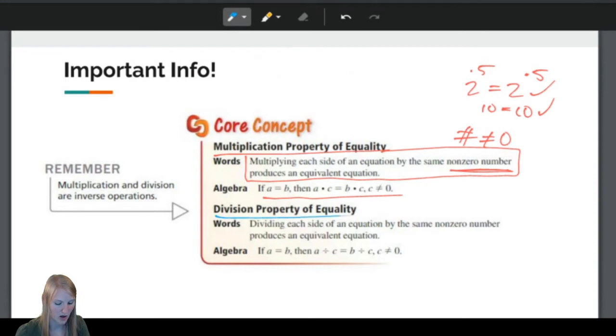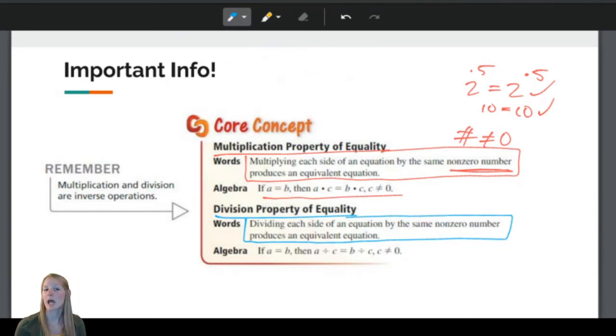Division property of equality states that dividing each side of an equation by the same non-zero number produces an equivalent equation. So if I have 8 equals 8, and I divide both sides by 2, I get 4 equals 4. And both of those are true statements.